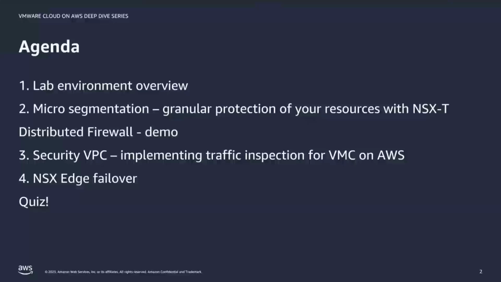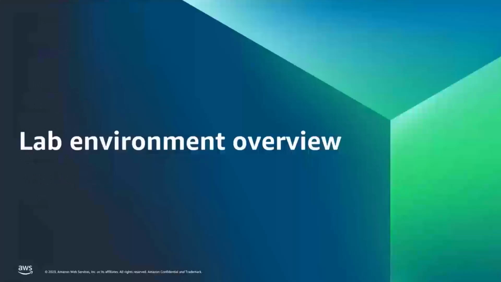Then we're going to talk about security VPC, how you can implement traffic inspection for your VMC on AWS workloads and also expand those capabilities to native AWS resources you have. At the end, we're going to talk about NSX Edge failover, how exactly those scenarios handle if you have a hardware malfunction and when you have NSX Edge restarted on a different ESXi host. And at the end, we have a quiz, with prizes. So pay attention and let's start.